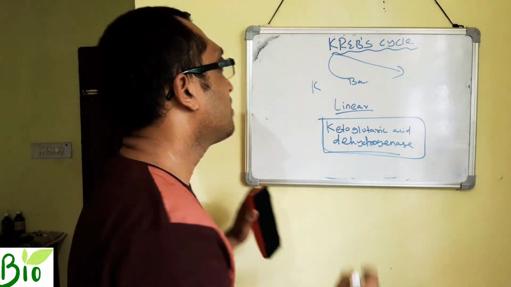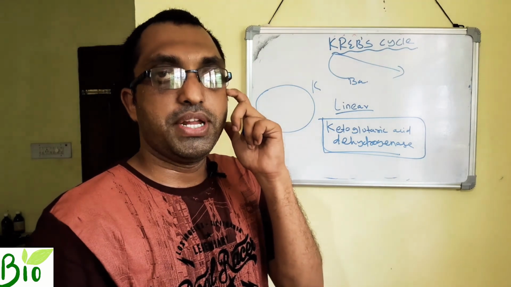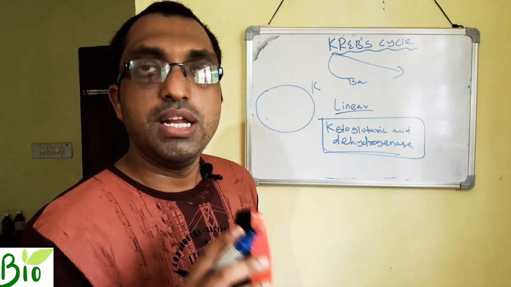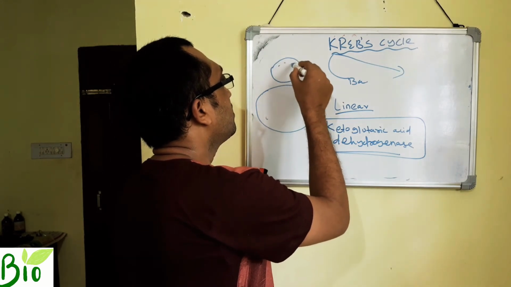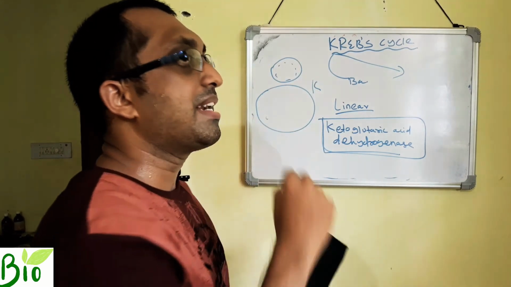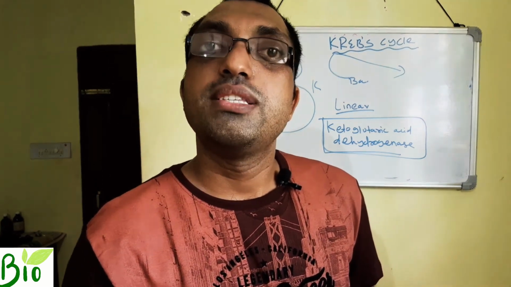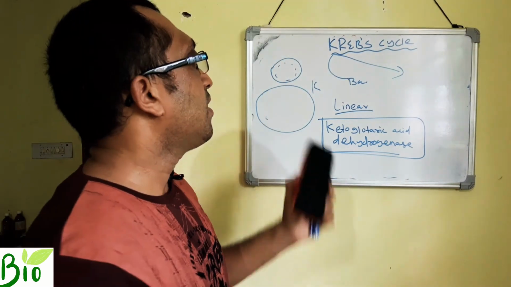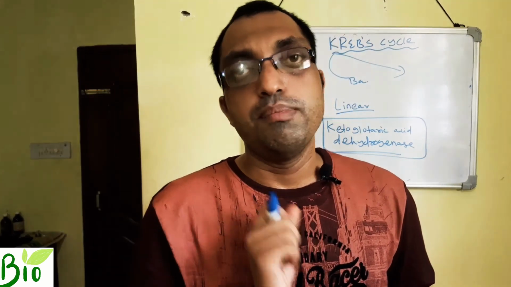So where does it occur? Mostly in mitochondria. But in bacteria, it is inside the mesosomes, or in several bacteria, it is in special organelles. So this is all about the fundamentals of Krebs cycle, where Krebs cycle occurs: inside mitochondria.